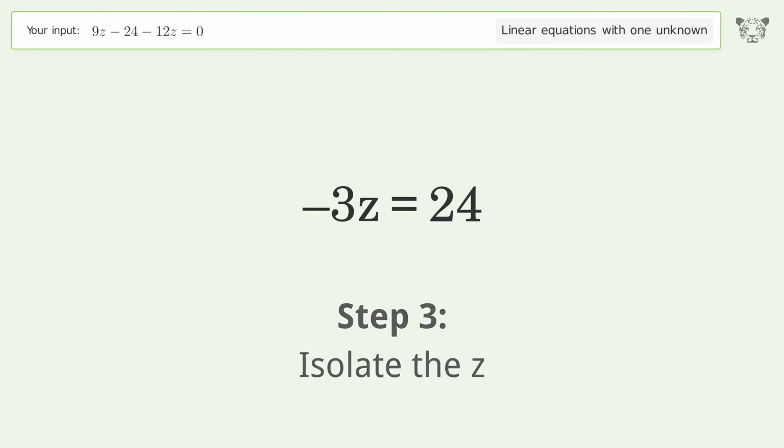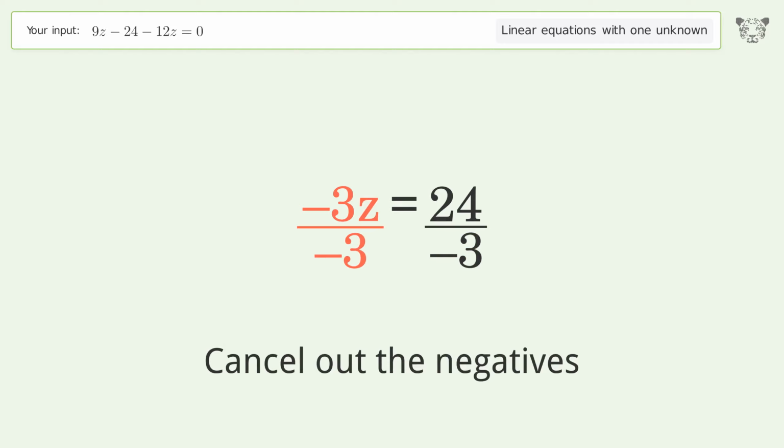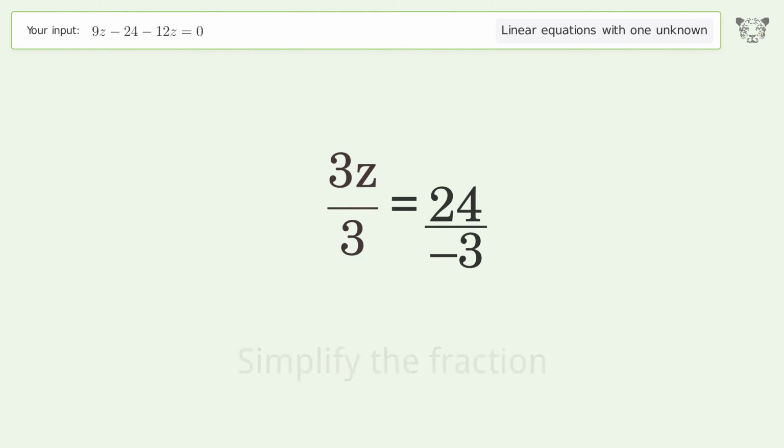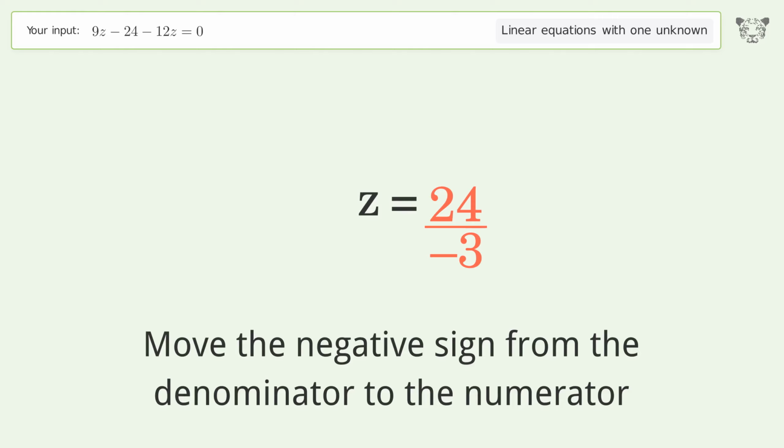Isolate the z. Divide both sides by -3. Cancel out the negatives. Simplify the fraction. Move the negative sign from the denominator to the numerator.